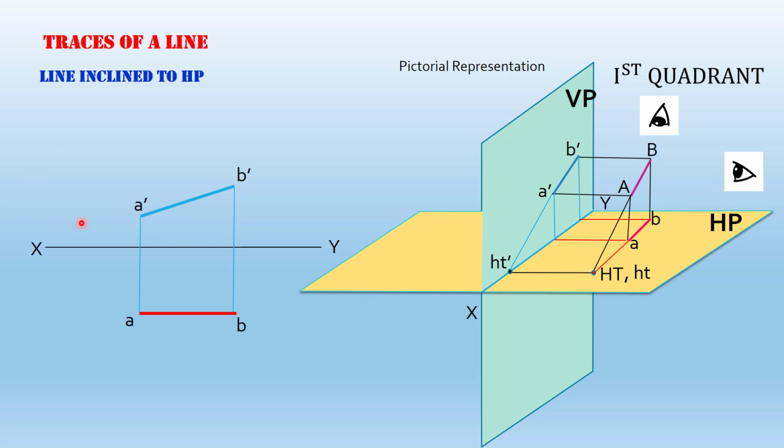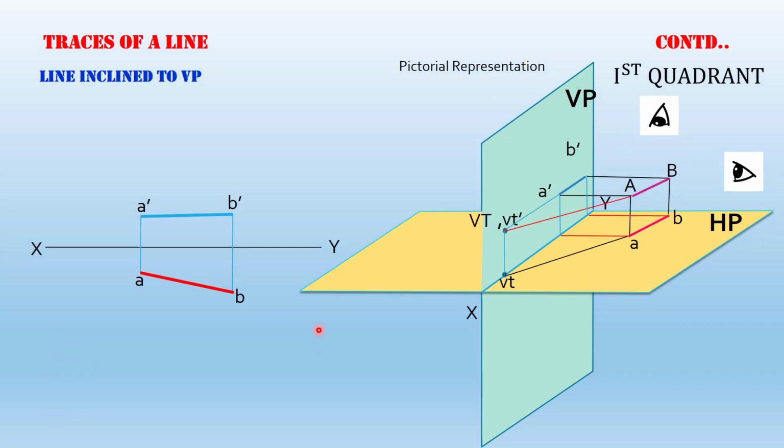So in order to get the horizontal trace, we need to extend the elevation first. So you extend A dash B dash, so that will meet the XY line at ht dash. Then you drop a perpendicular through ht dash and extend the line small ab. So these two lines will meet at a point which represents the original horizontal trace, or the plan of the horizontal trace.